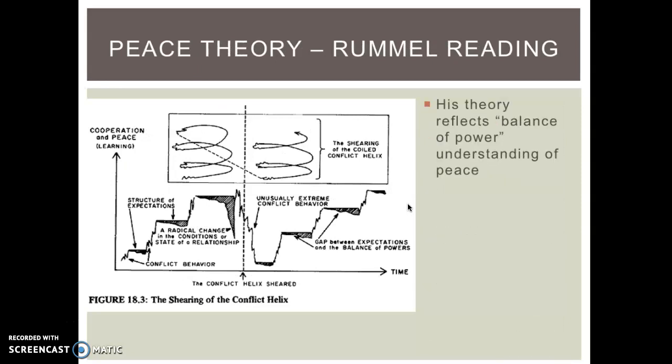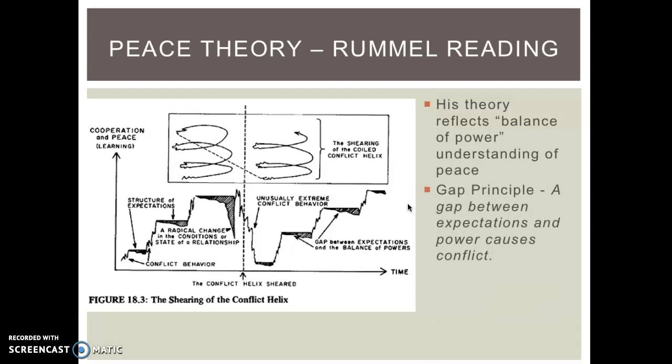First of all, Rummel's theory clearly reflects the understanding of peace as a balance of power. So this is not necessarily an inner peace, although he is going to try to address the notion of individual peace with this theory as well. But the big vocabulary term that I would have you understand to really flesh out what the conflict helix is all about is the idea of the gap principle. So a gap between expectations and the power to actually fulfill those expectations causes conflict.